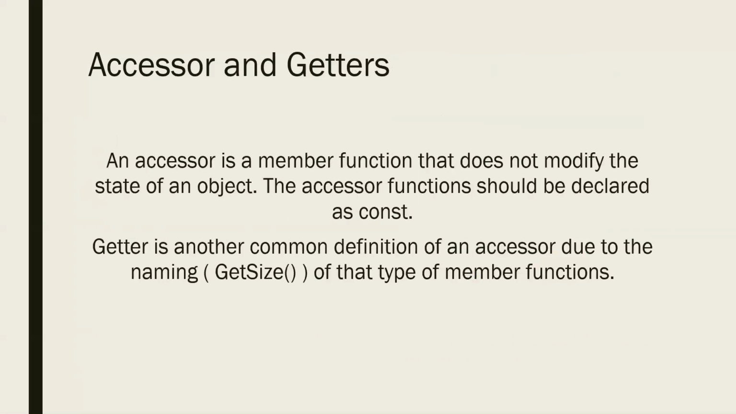Now, let's talk about accessors and getters. An accessor is a member function that does not modify the state of an object. The function should be declared as constant. Getter is another common name for an accessor, due to the naming, like getSize, of that type of member function.